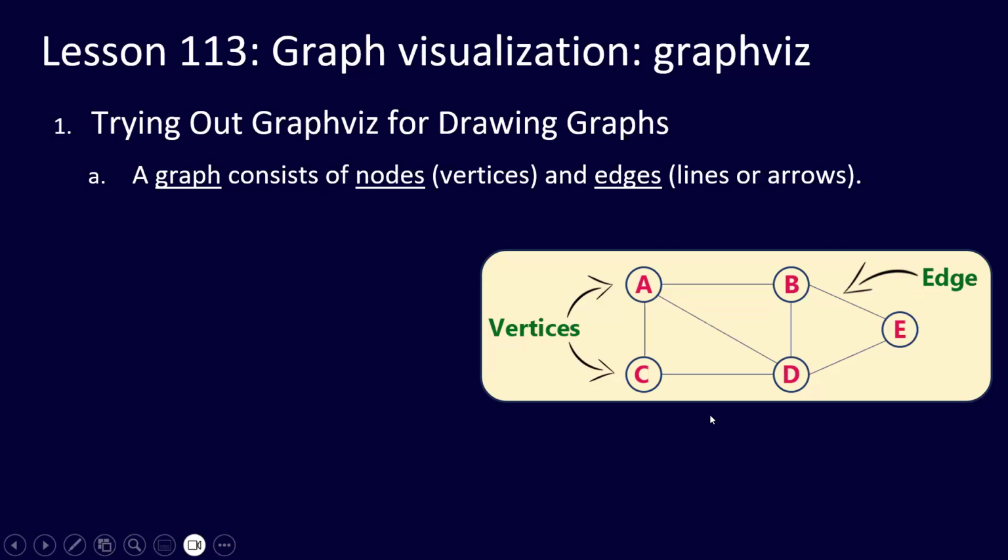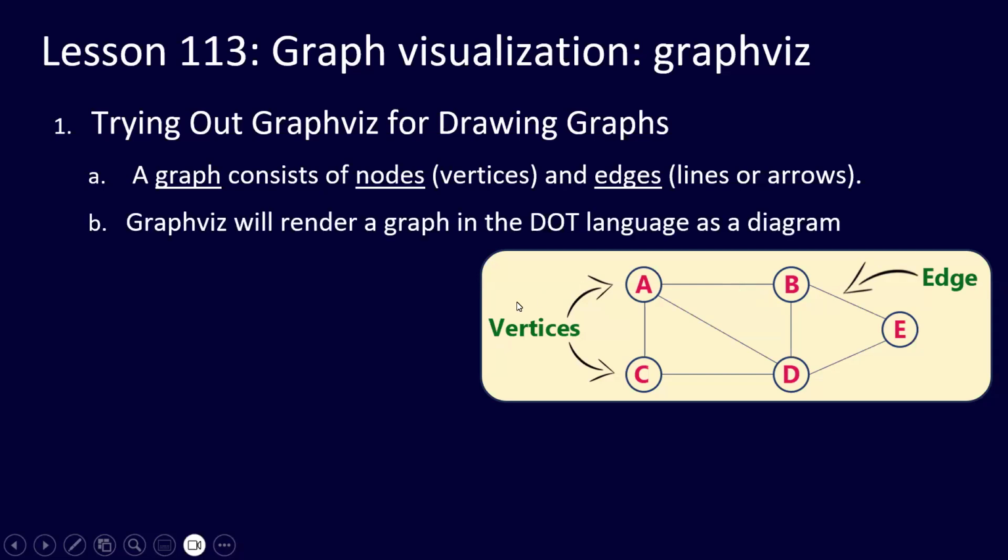So a graph is an abstract form of a collection of nodes, sometimes called vertices, and edges which connect some of the nodes. Edges can be just simple lines like this, or sometimes arrows, directed lines. And Graphviz will render a graph, or make an image of a graph, given a diagram in the DOT language. Okay, let's see some examples.